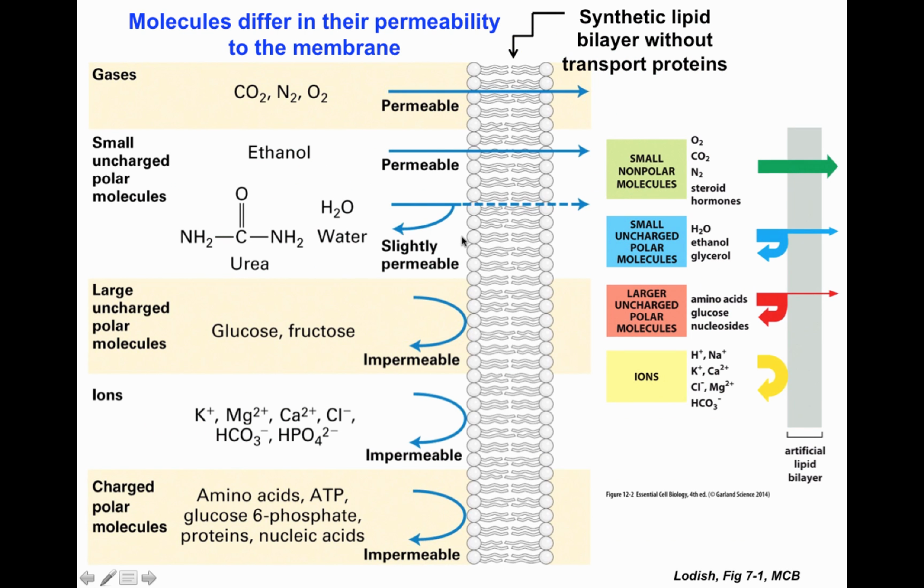So now, when we think about the membrane itself, it's not permeable to a lot of different molecules. It is permeable to gases. It is permeable to oxygen, to nitrogen, for example, and to carbon dioxide. Those are able to diffuse easily across the membrane. So small, nonpolar molecules. Small uncharged polar molecules like ethanol are often able to be permeable across the membrane.